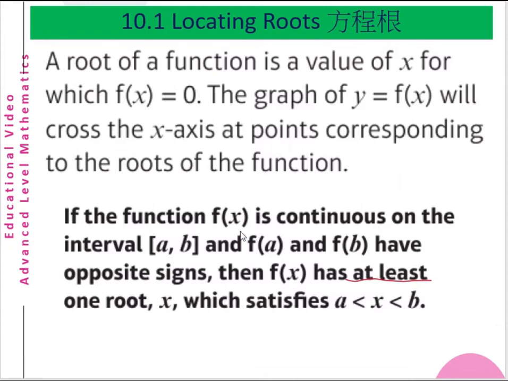So if the function f(x) is continuous on the interval from a to b, including a and b, and f(a) and f(b) have opposite signs, that means f(a) is positive and f(b) is negative, or vice versa, then f(x) has at least one root x which satisfies x greater than a and less than b. And this has an odd number of roots, for example, 1 root, 3 roots, 5 roots, and so on.